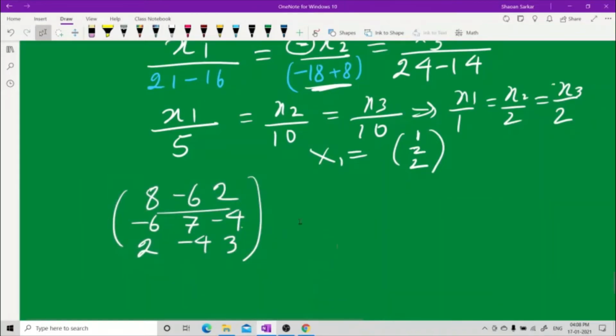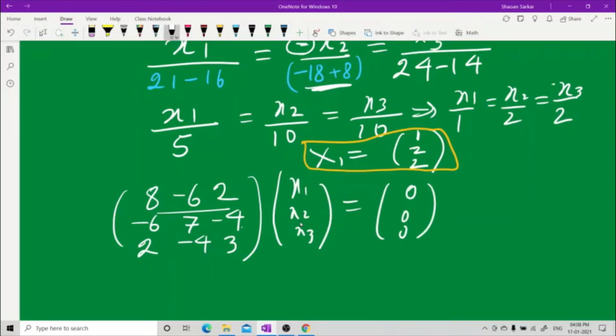See, I got my vector actually. Let me mark it. I already got my eigenvector. Now let me take this: x1, x2, x3, and this is my 0, 0, 0. And I can do some row operations if you want. What I do is I take R1 as R1 plus R2.